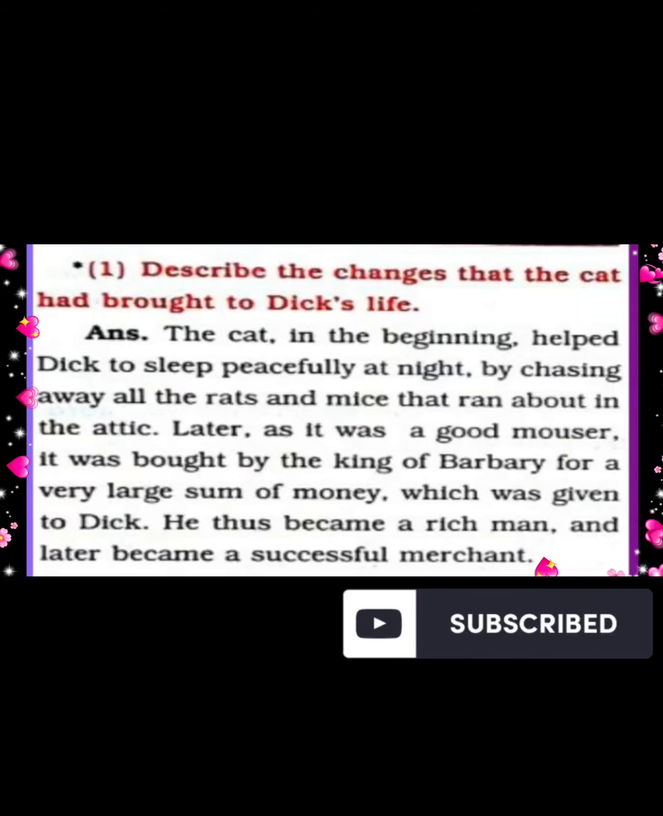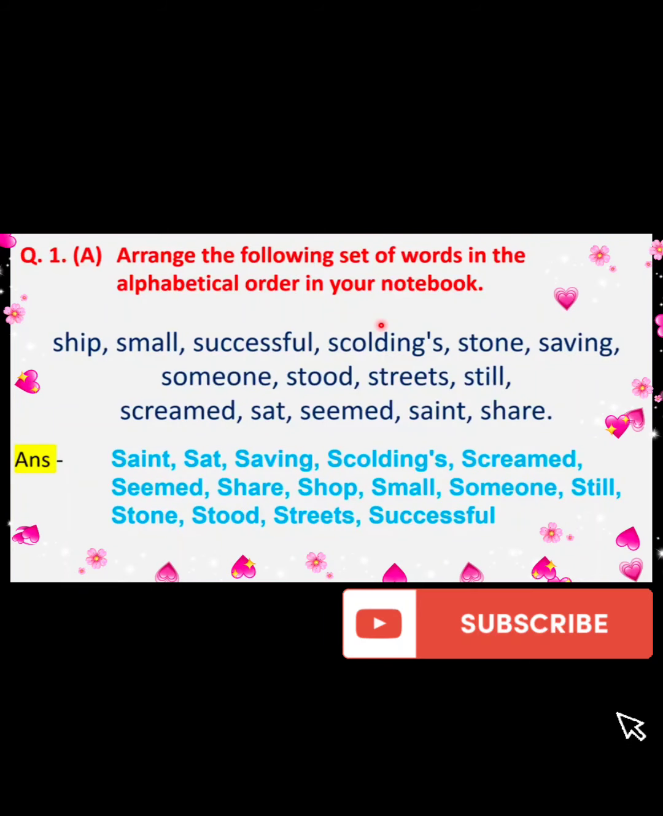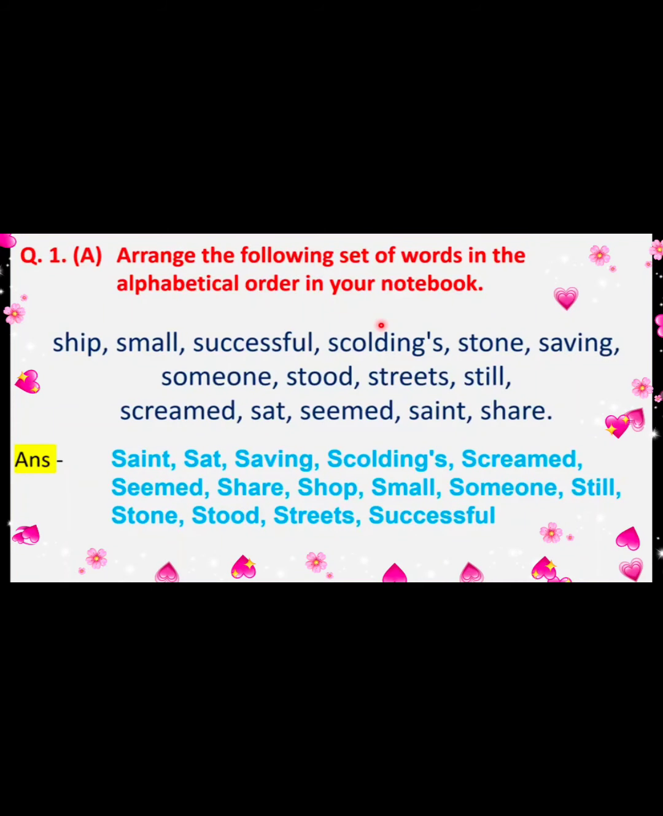Okay, next we have to arrange the words in alphabetical order. Here we can see all the words. The first letter is S, so we have to look at the second letter of the word and then arrange. According to the second letter, we have got saint, sat, saving, scolding, scream, seem, share, shop, small, someone, still, stone, stood, street, successful. Like this, we have to arrange.